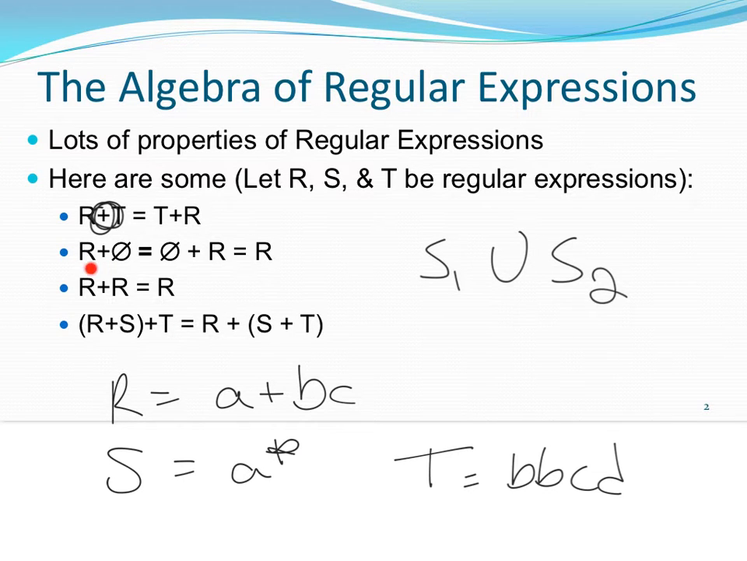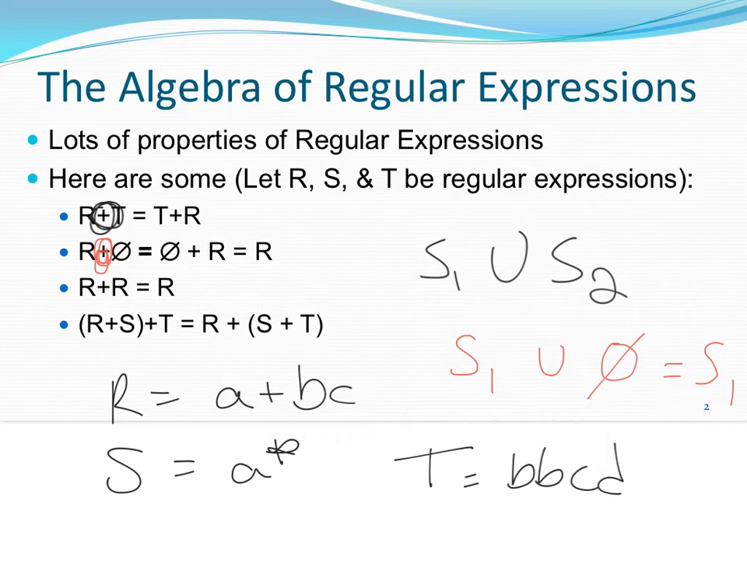So this says if I take any regular expression and add that to the empty set, that's the same as the empty set added to that regular expression, which is the regular expression. And again, remember that this plus sign here means union. So no matter what set you have, if you take a set 1 and you union it with the empty set, that just equals set 1.